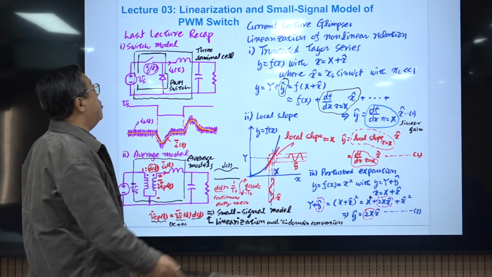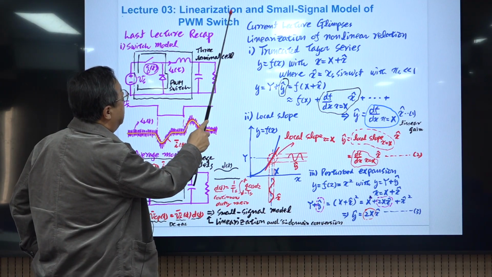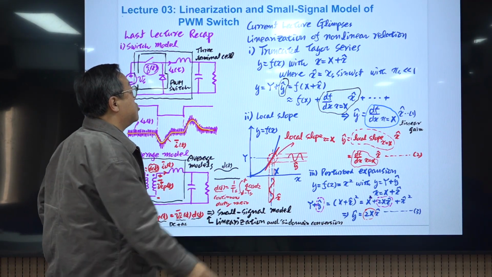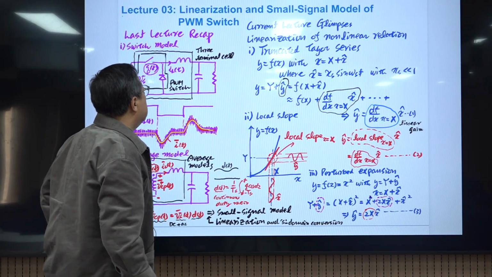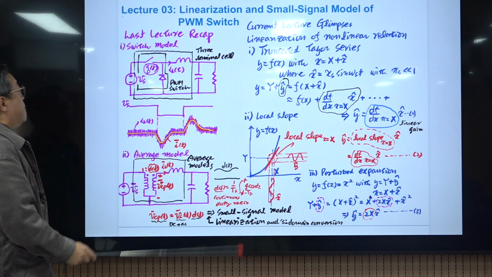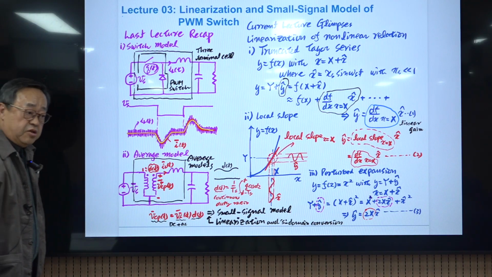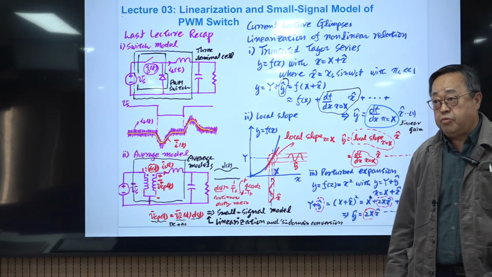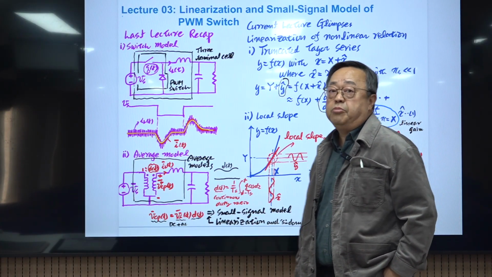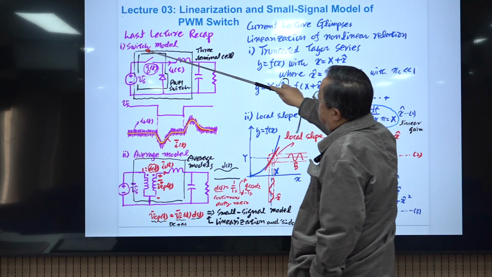But in this lecture, we'll focus on this linearization, and the following lecture will cover the small signal model of the entire PWM converter. Okay. So this is the recap of the last lecture. In the previous lecture, we derived the small signal model of PWM switch and the small signal model of PWM converter. So first consider this.